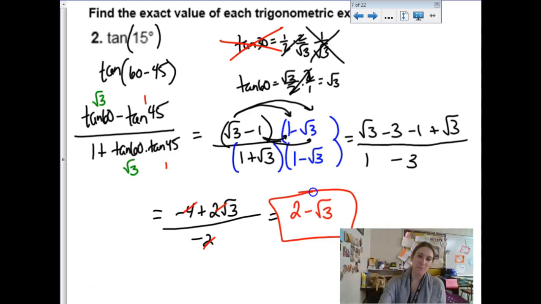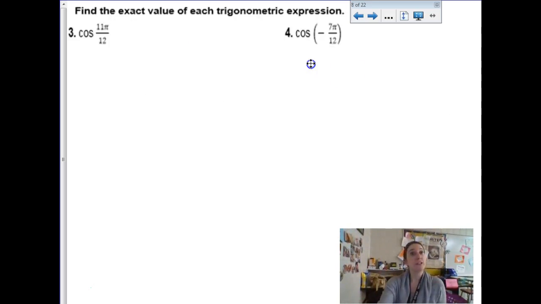I apologize. Originally I didn't catch that I didn't want to do tangent of 30, and I had a rationalization within a fraction, and it was really awful. Terrible, in fact.